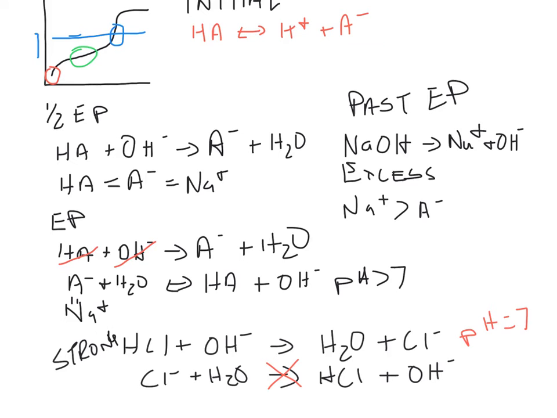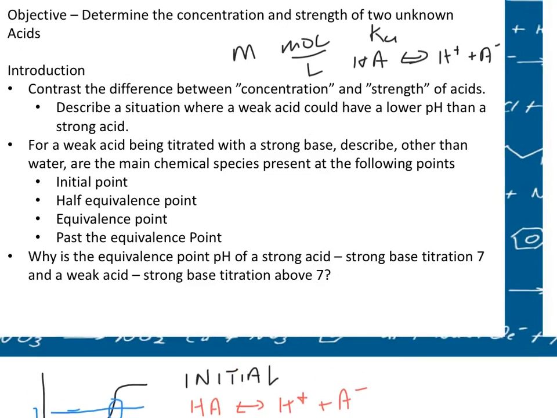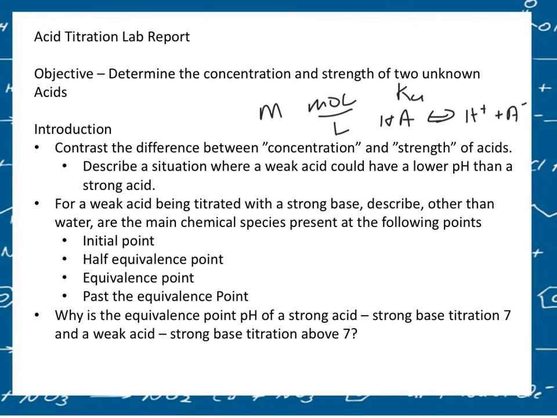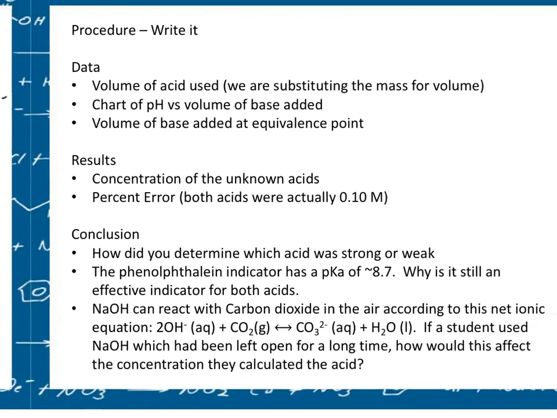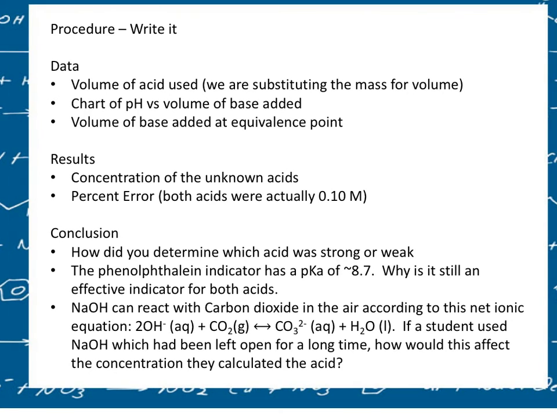So that'll let you answer why the weak acids have a pH greater than 7 and strong acids produce a pH of 7. Okay, let's go on to our last slide here. Talk about the conclusion.